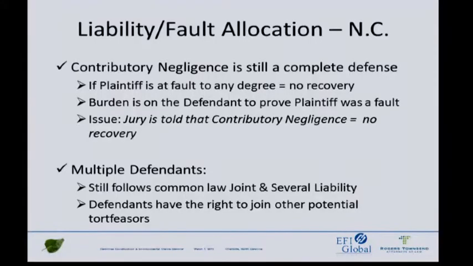Multiple defendants in North Carolina, they still follow common law joint and several liability. 1% at fault, any percentage at fault, the plaintiff can seek to get everything from you. There's a specific case in North Carolina that says that you can join other tortfeasors. So unlike South Carolina, where there are some impediments to doing so, in North Carolina it's fairly easy to join other tortfeasors.